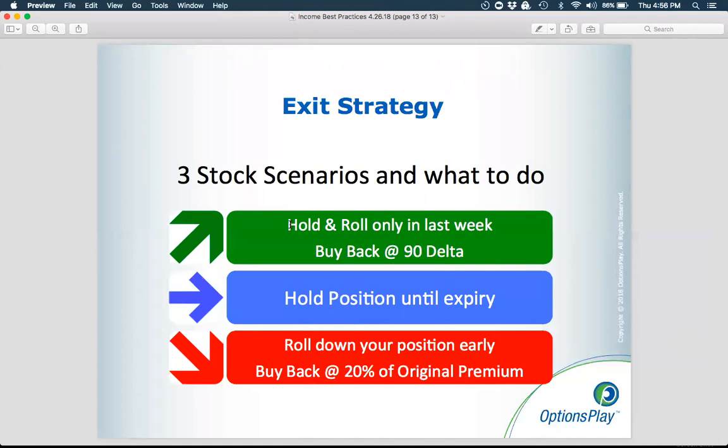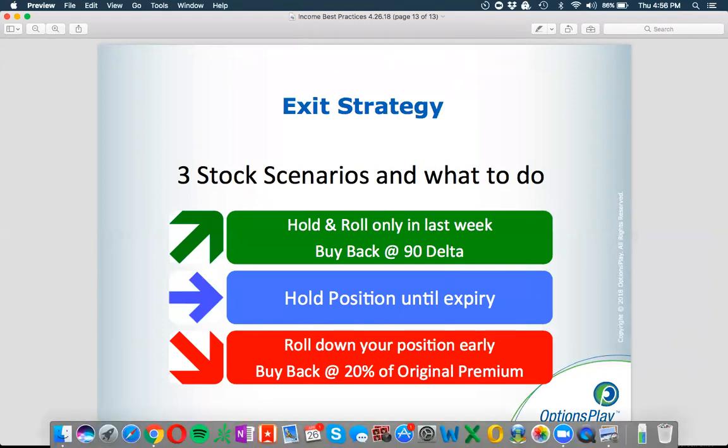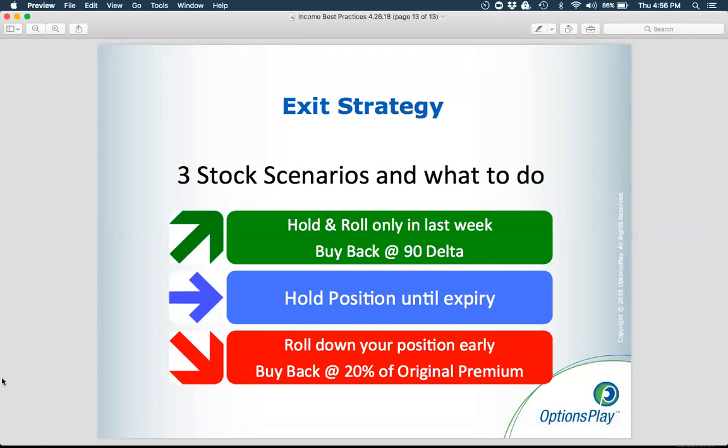So if you have a month left to go and it's going above your strike price, don't panic. Hold on to it. You want to capture that time premium over the next month. That's really why you're selling this covered call. And then if you have to roll, meaning if the stock stays above its strike price, do it within the last week before expiration.